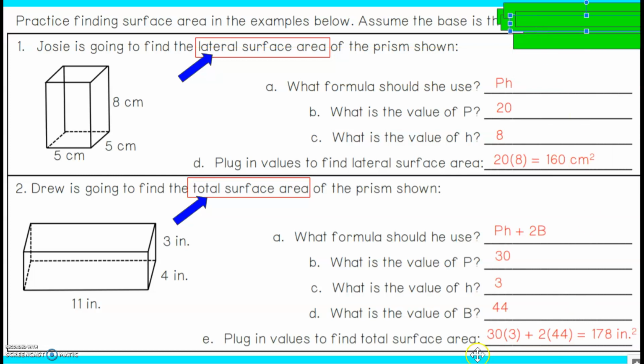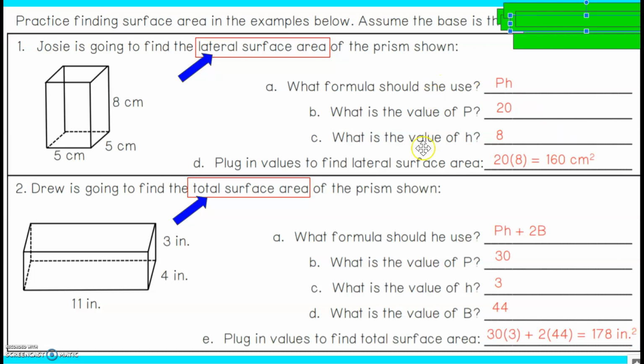So I have all of that in this long formula here. 30 plus 3, 30 times 3 plus 2 times 44 is 178 inches squared. Remember, this is surface area, so I have to have inches squared.